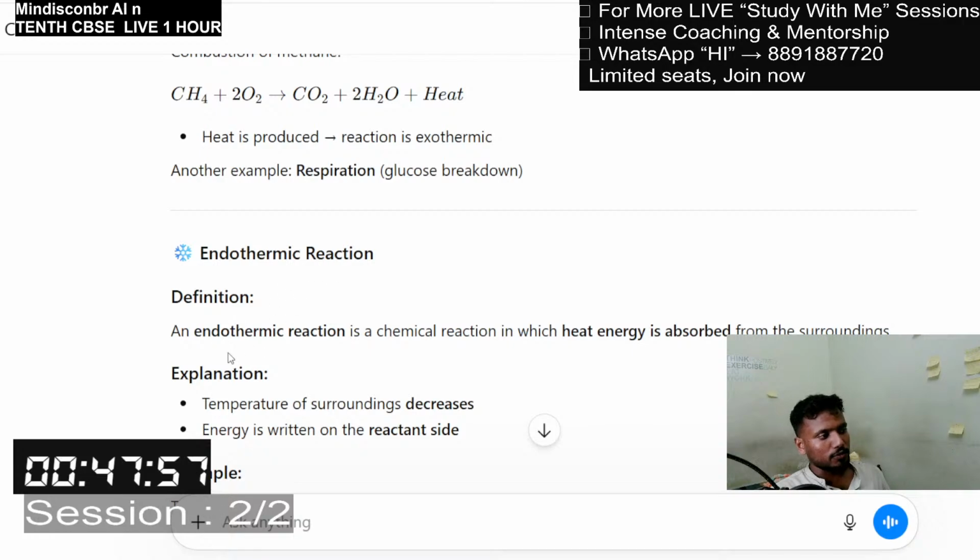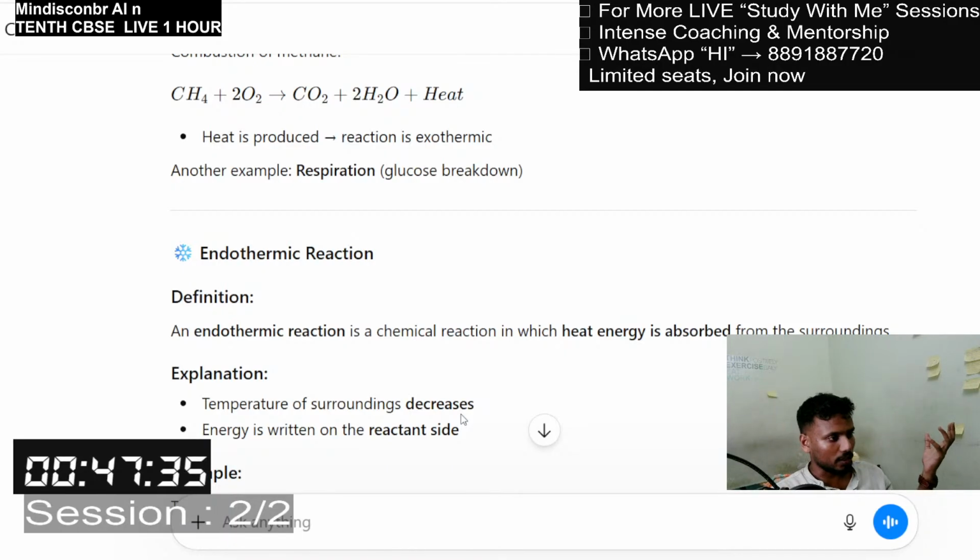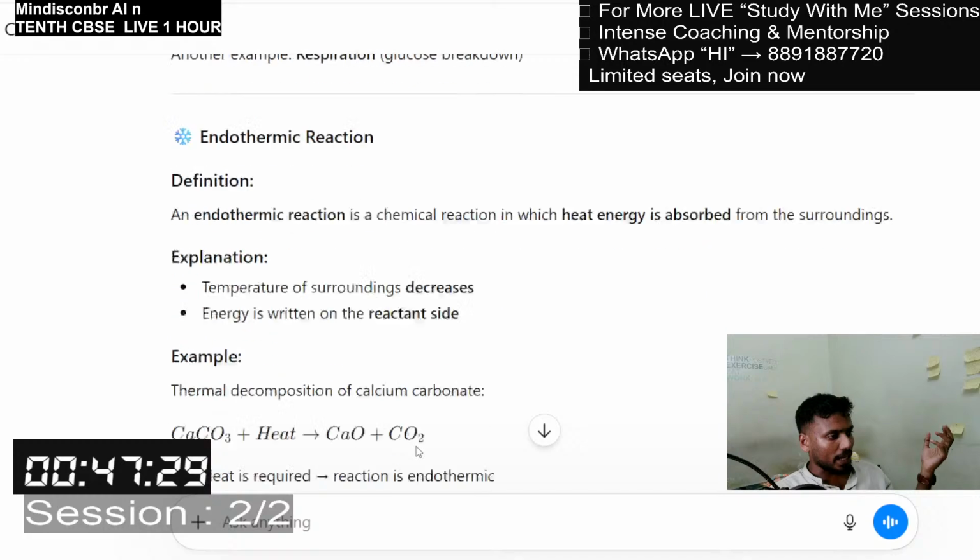Endothermic reaction. Definition: an endothermic reaction is a chemical reaction in which heat energy is absorbed from the surroundings. Explanation: the temperature of the surroundings decreases. What happens when heat moves from a hotter surface to colder surfaces? The heat moves from the colder surface to the heated surfaces. That is, the surroundings get colder because we are absorbing the heat now. The temperature of the surroundings decreases and energy is written on the reactant side.